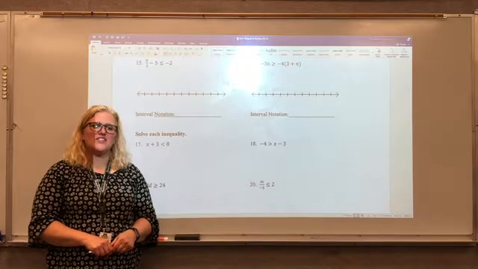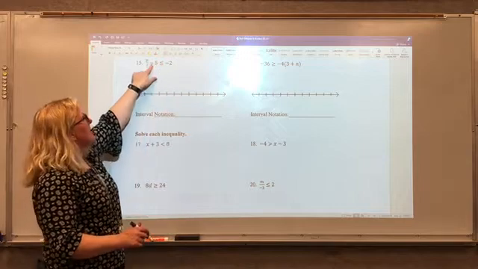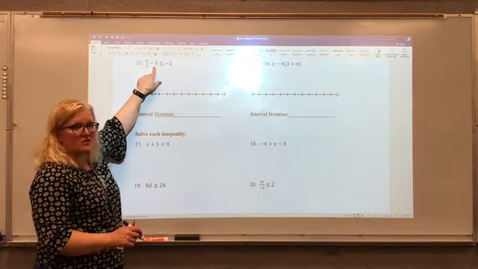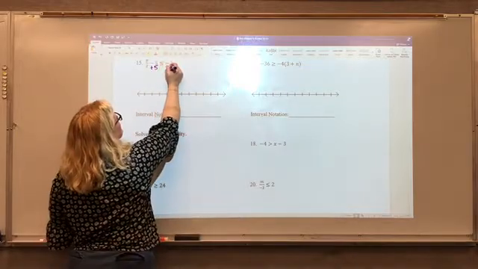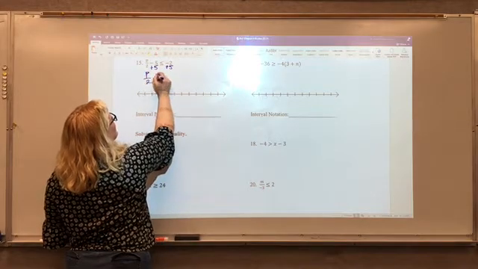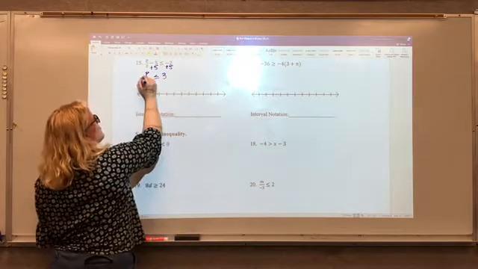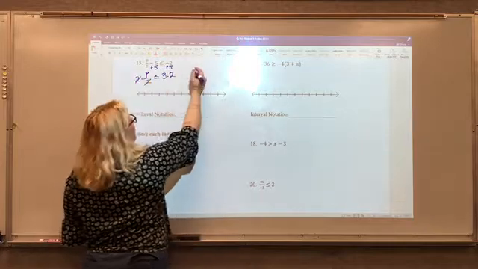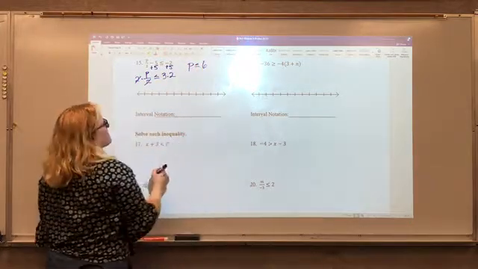Okay, starting with 15. This one is a little bit more complex. For me to get p by itself, I need to get rid of any extra terms. So I'm going to add 5 to both sides, and I get p divided by 2 is less than or equal to 3. And now I multiply both sides by 2, the 2's cancel, and I get p is less than or equal to 6.